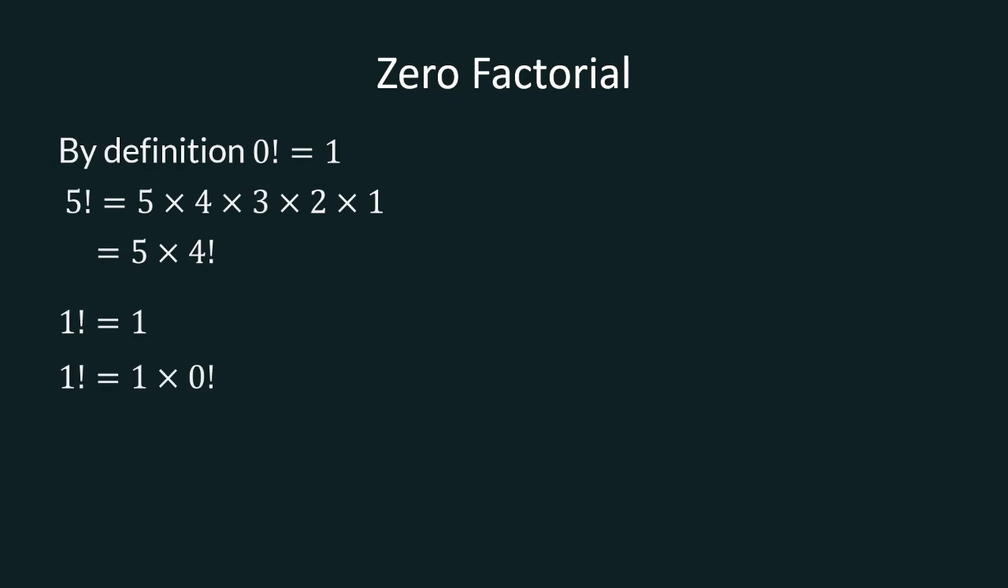but we can rewrite 1 factorial as 1 times, then 1 minus 1 is 0, 1 times 0 factorial. Now since we already know 1 factorial is 1, and 1 times any number is the number itself, 1 times 0 factorial gives us 0 factorial, and we know 1 factorial is 1, and therefore 1 is equal to 0 factorial, and that is how we get 0 factorial as equal to 1.